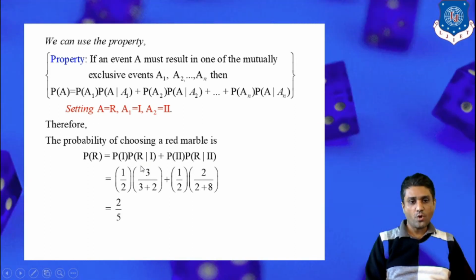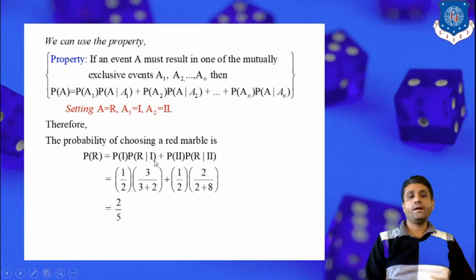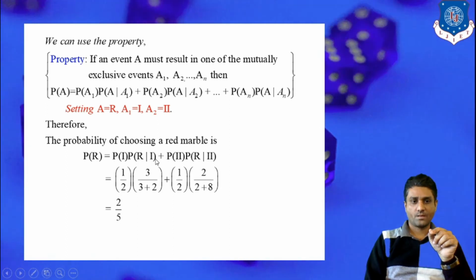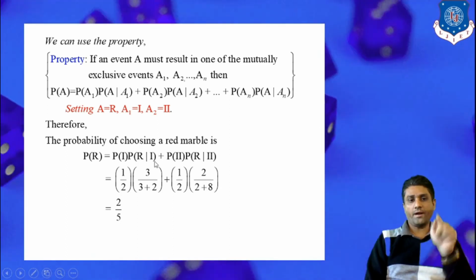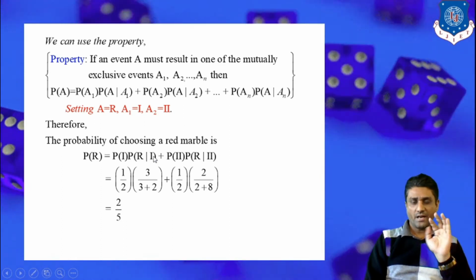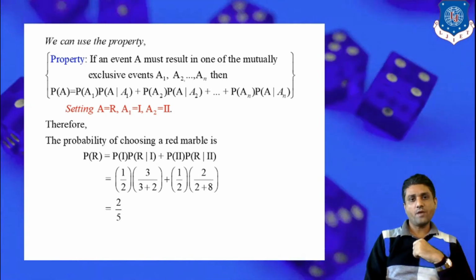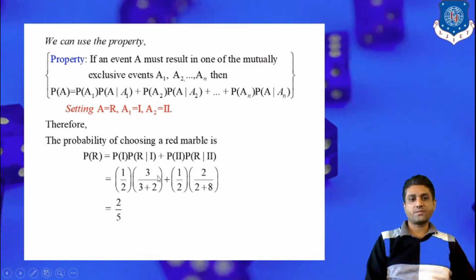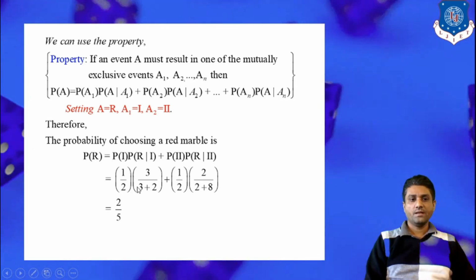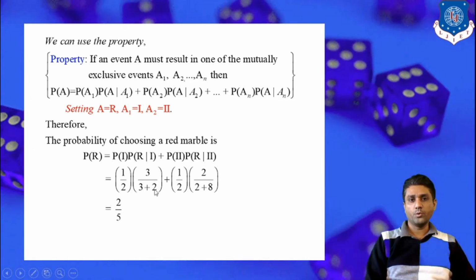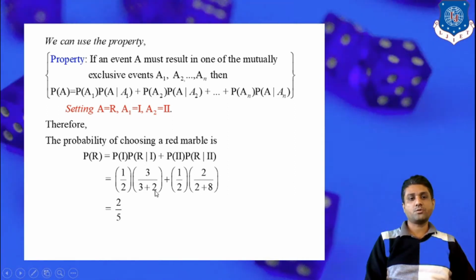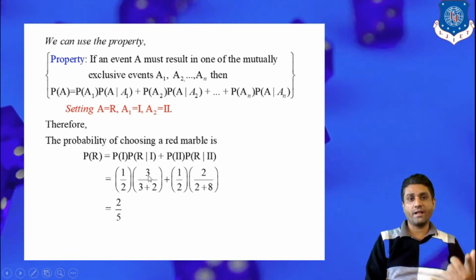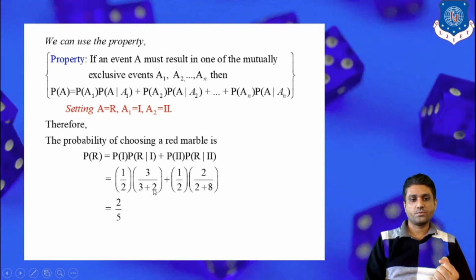Next we have to talk about precisely this term, probability of R given 1. This can be interpreted as: the first box is already selected, then we have to find out the probability of getting a red marble. We know that the first box contains total 5 marbles, 3 red and 2 blue. So the denominator is total marbles, 3 plus 2, and the numerator is our favorable marbles. There are total 3 red marbles. So 3 upon 3 plus 2.